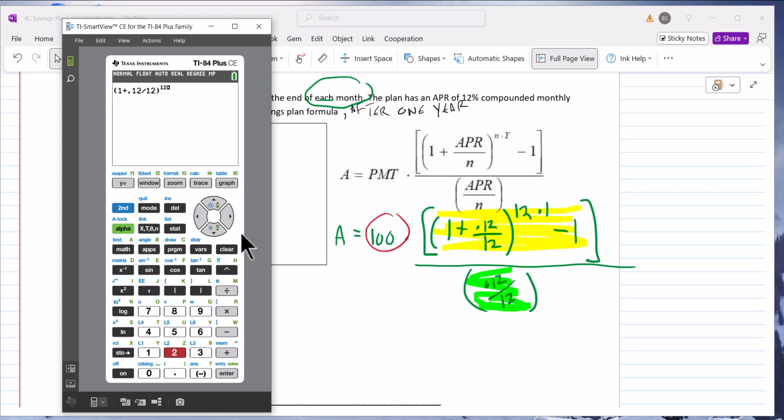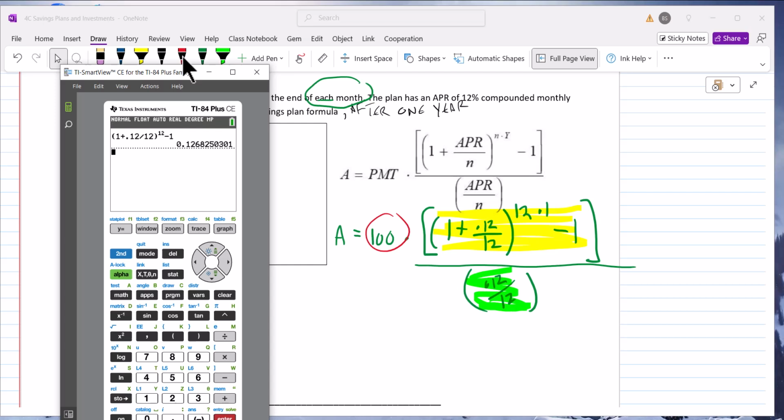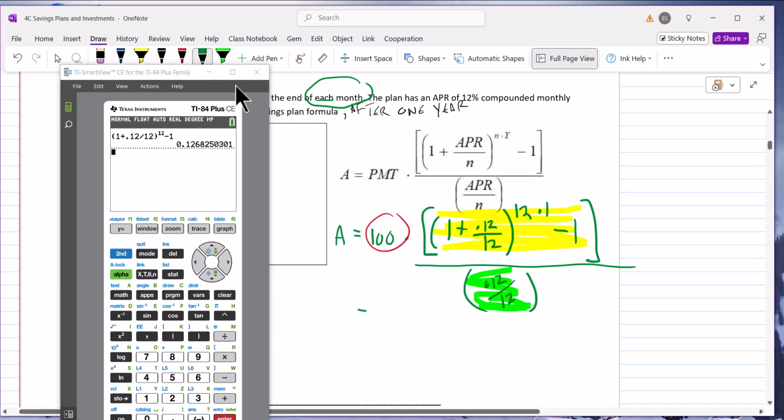12 times 1 is 12. And then you got to get out of that and you got to subtract 1. So I recommend that you start with getting that thing done. And you want to probably write down at least 4 or 5 decimals or you'll lose some accuracy. So I'm going to go ahead and just write down 0.1268250301. I'm going to just write down whatever comes out on the calculator.